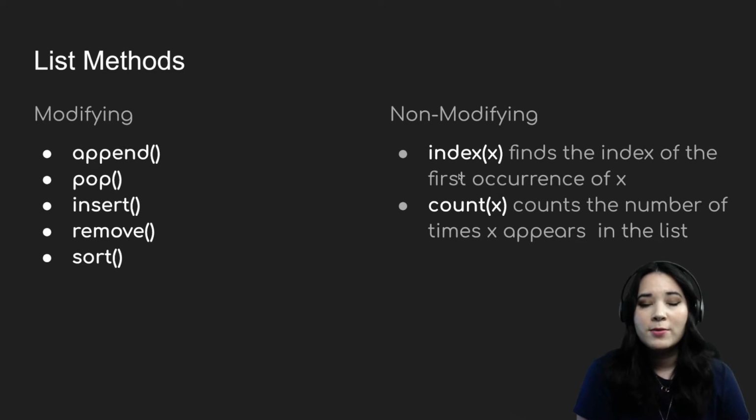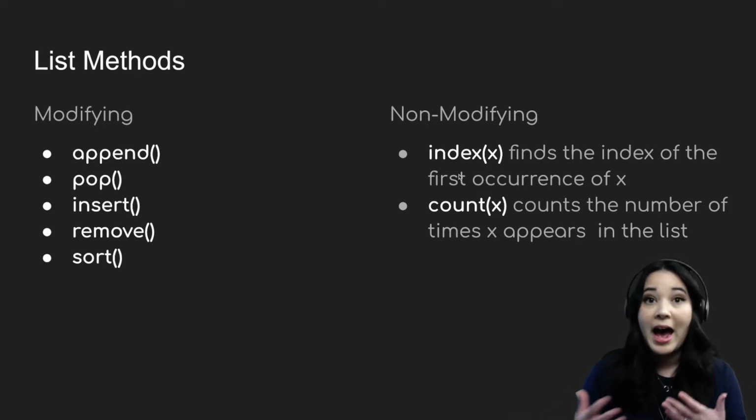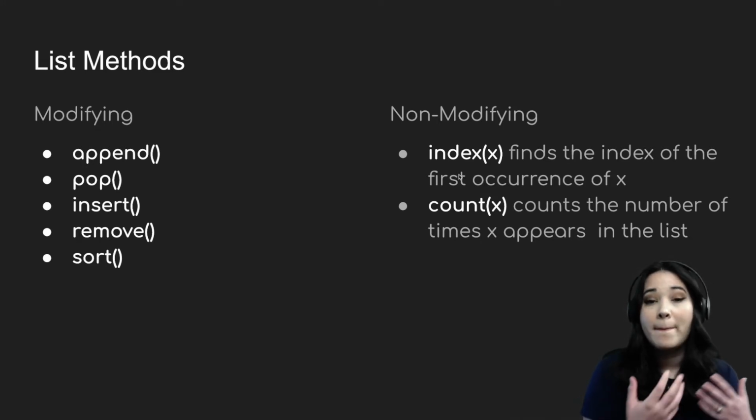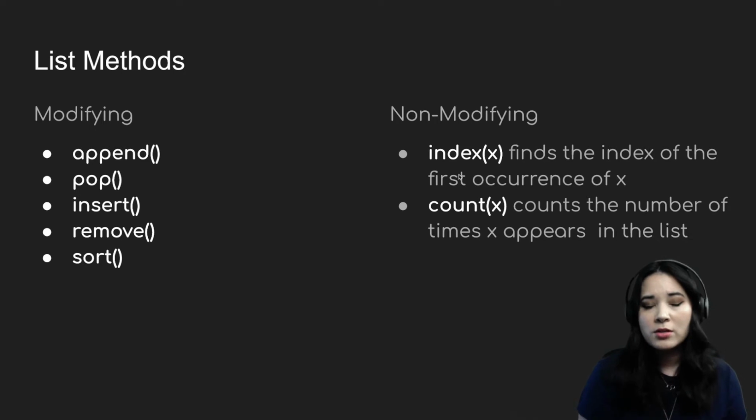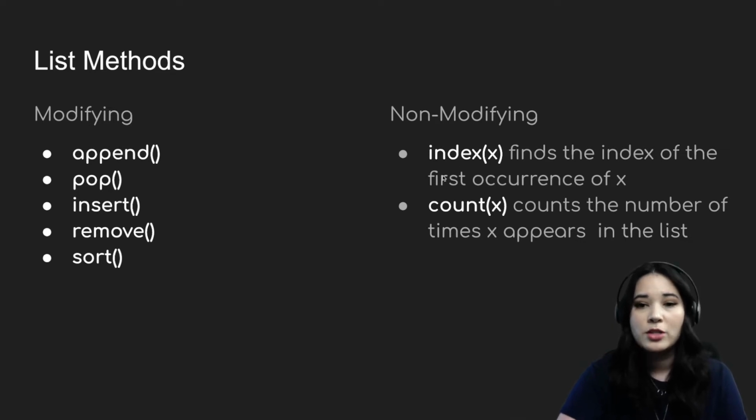Now, within the different types of list methods, we have modifying list methods and non-modifying list methods. Remember that lists are mutable, so we can actually change them after we've created them. Because of this, we can have functions that modify the list, but we can also still have functions that don't modify the list. Let's start with some non-modifying methods. In this case, we'll talk about index and count.